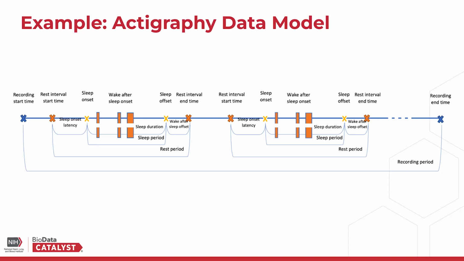And by identifying these clear intervals or time points, we're able to improve the consistency of the time, the sleep-wake periods that then are given annotations like wake after sleep onset or sleep efficiency or rest period or sleep duration. So this is one example of how we use a data model to then inform our maybe core actigraphy harmonized variables. Next slide.